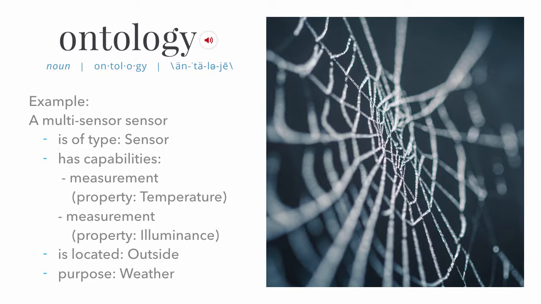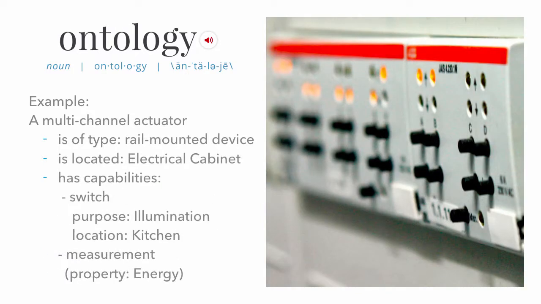Another example of a device that I usually like to validate a modeling approach is this one that I have in my electrical cabinet. So a rail-mounted device, a multi-channel actuator. So more or less just a bunch of relays that can switch more or less anything within the house. And we now see that the location of that device is actually not very interesting and not very helpful, because, well, the location is the electrical cabinet.